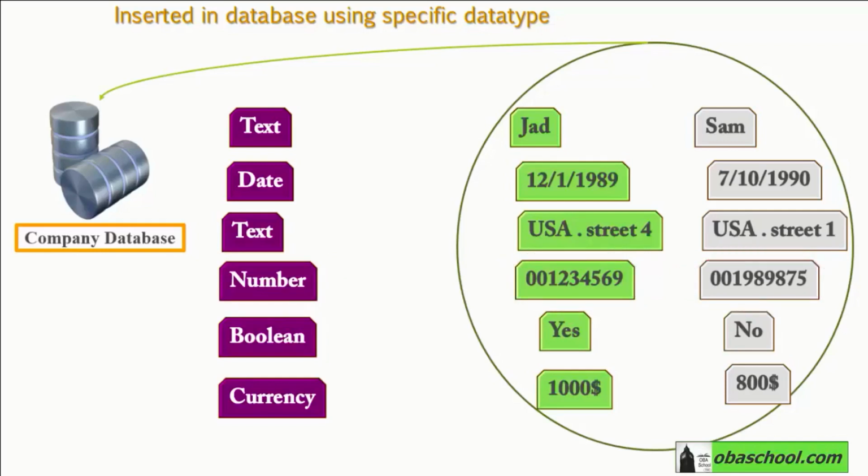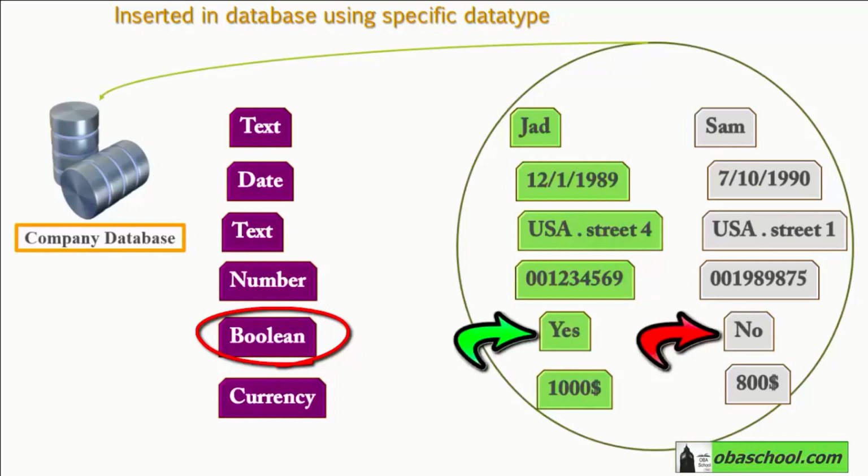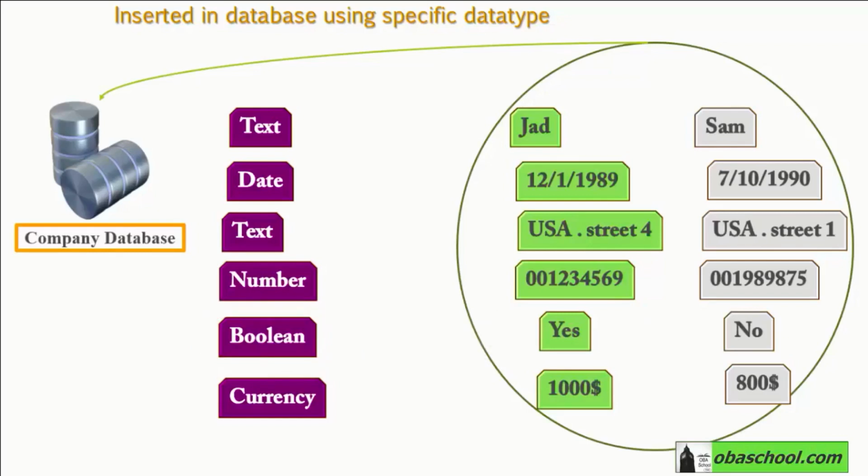Also, we have data type Boolean, which is used only for two choices. For example, to answer yes or no, or true or false. And data type currency is used when entering a certain amount of money into the database. For example, $1,000 or $800. And this was about data types.